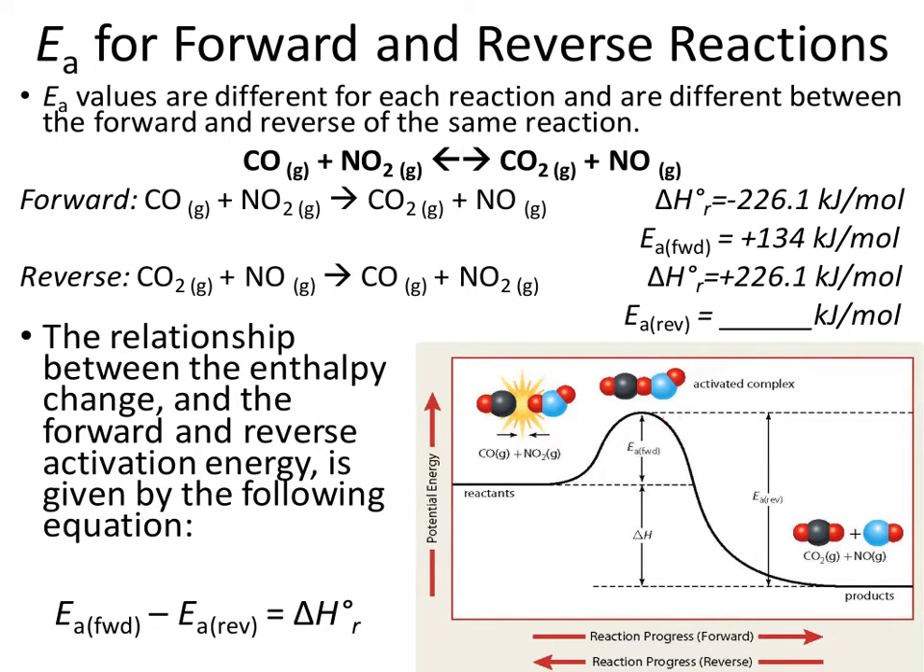So remember that for this reaction, the activation energy in the reverse direction is the summation of the enthalpy change and the activation energy in the forward direction. So what we do is we take 226 plus 134, and the total activation energy that has to be overcome to go in the reverse direction is positive 360.1 kilojoules per mole. So again, this reaction in the reverse direction would be a lot slower than in the forward direction because the amount of energy it has to absorb is a lot more than in the forward direction over here.